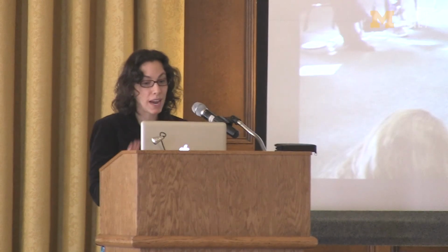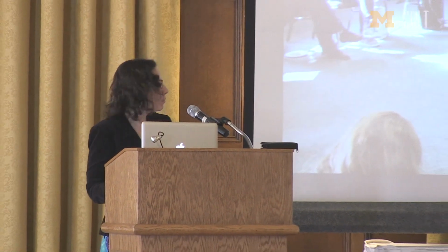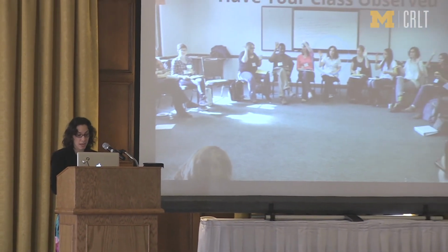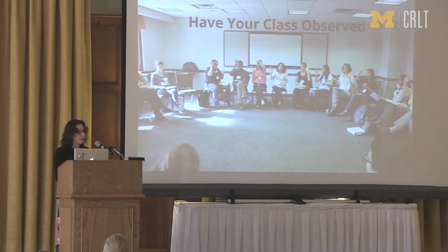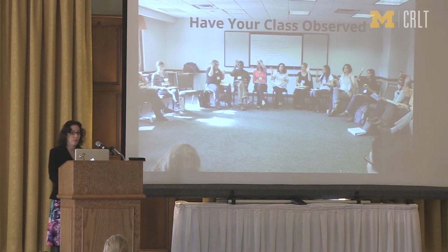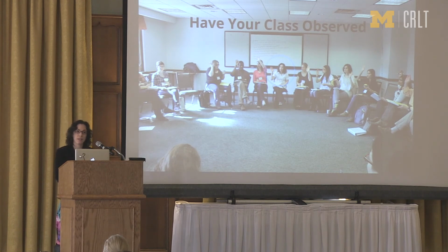Another way to do this is to have your class observed. And I mentioned this a little bit earlier, but we're observing a class of mine here. What you can do is invite an observer to your class to gather feedback from the students. So how might you do this? You can have a colleague, such as a graduate student mentor, if you have student mentors in your department, or you can have a trained CRLT consultant come and observe the students in your class and give you feedback from your students' perspective.